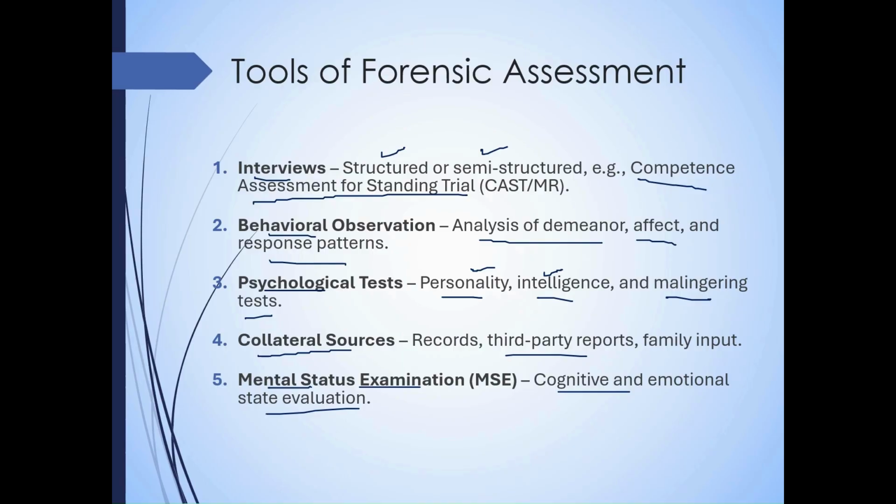Third, we have the psychological test. We will be using standardized psychological tests for obtaining measurable data about the personality, intelligence, and other disorders of the person. Then we will be using other sources also, like family reports, medical records, third party reports, or even police files. Finally, we have the mental status examination. This is a short assessment of the cognitive and emotional state of the person before the trial. So these tools together help form a comprehensive and defensible report about the person.